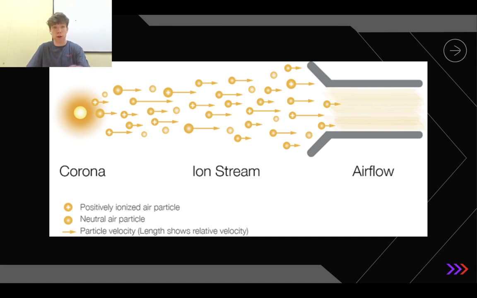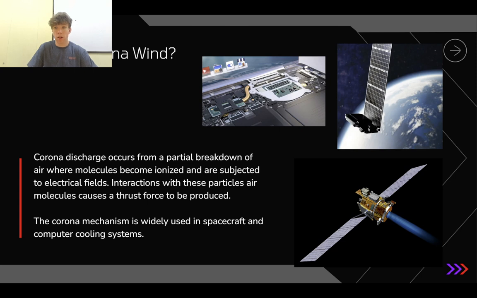So not only will they be repelled by this corona over here, which is an electrode, they will also be attracted to the airflow area, which would be my counter electrode. Now, this technology is used quite often in space, and it's also used in, for example, computer cooling and various other technologies.